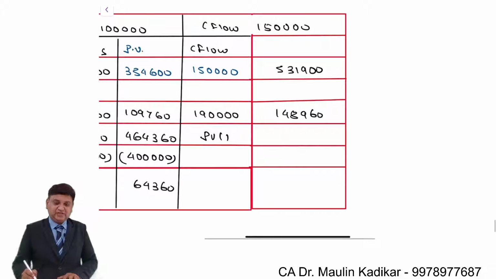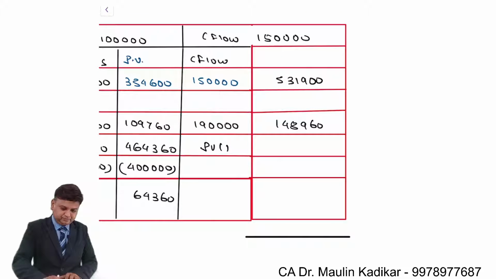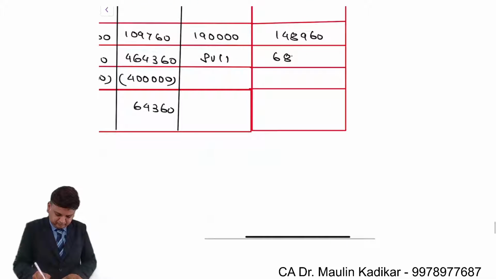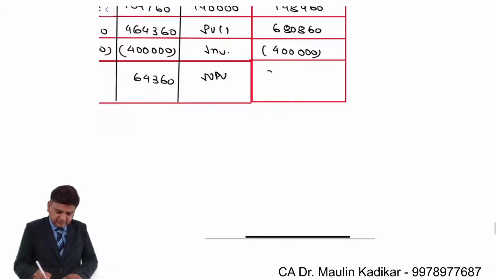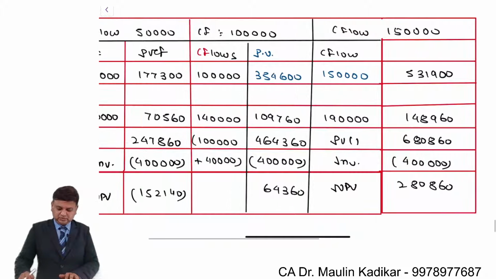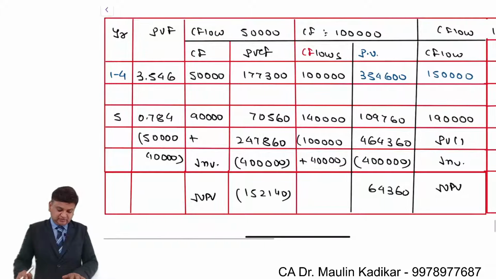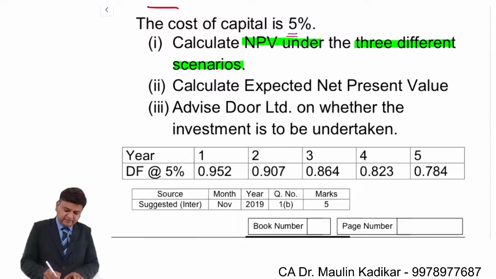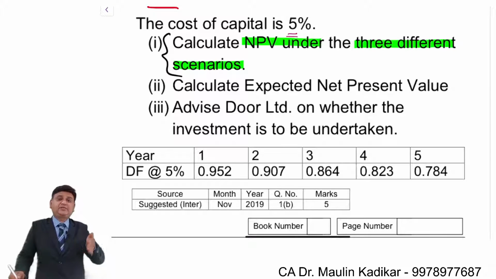It is the present value of the cash inflow, 6,80,860. Amount of investment is 4 lakhs. So NPV is the difference of both of them, 2,80,860. This is the way NPV is required to be calculated. So this is the answer of the first question, wherein the question says that you're required to compute the NPV under each of the 3 different scenarios.